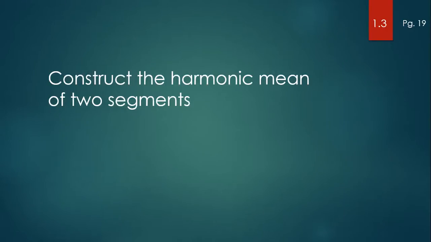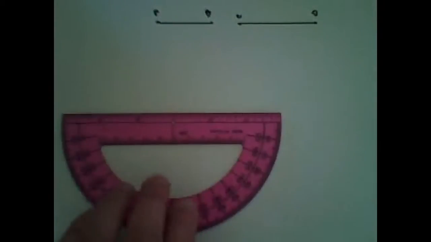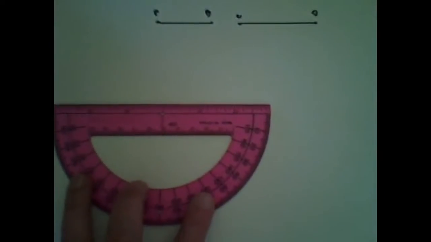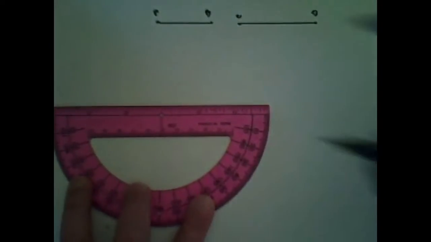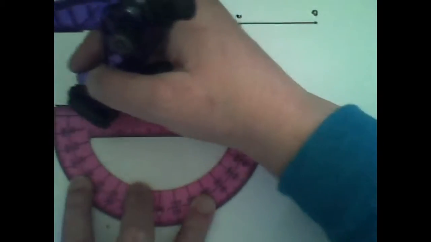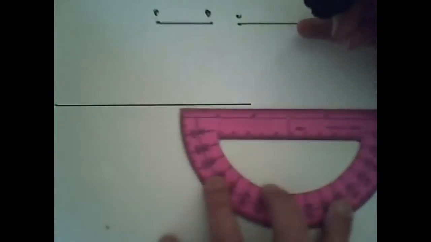Now the last construction is the most complicated, and it's going to use several of the other constructions we've already done. We're going to construct the harmonic mean of two line segments. So here's our two line segments, AB and CD. We want to construct the harmonic mean. Now what I'm going to do is make a really, really long line segment here that we're going to use to start the construction.